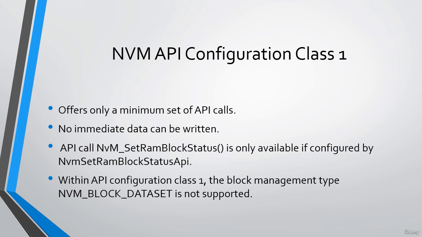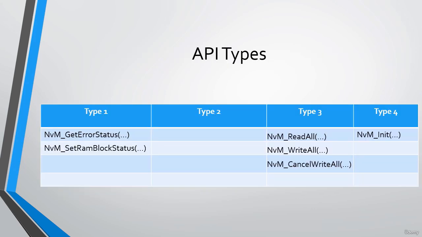So now let's look at the different APIs that are available in this configuration class. As you can see in this table, I have divided all these depending on their types. And as you can see, there are six different APIs we are able to get. Two of them are in type 1, three of them are in type 3, and finally one of the APIs is available in type 4. Let's try to understand each of these APIs now.